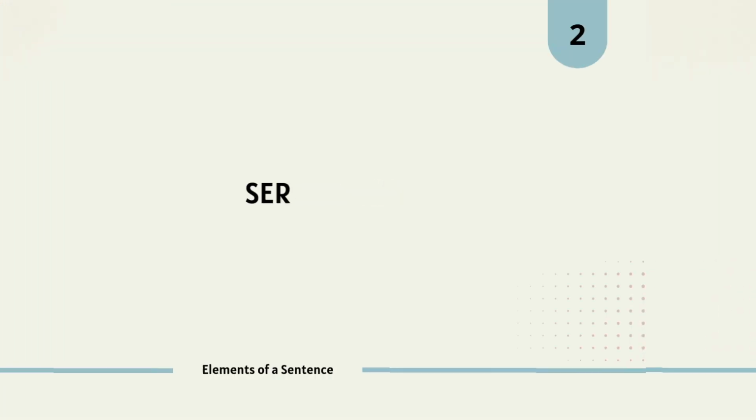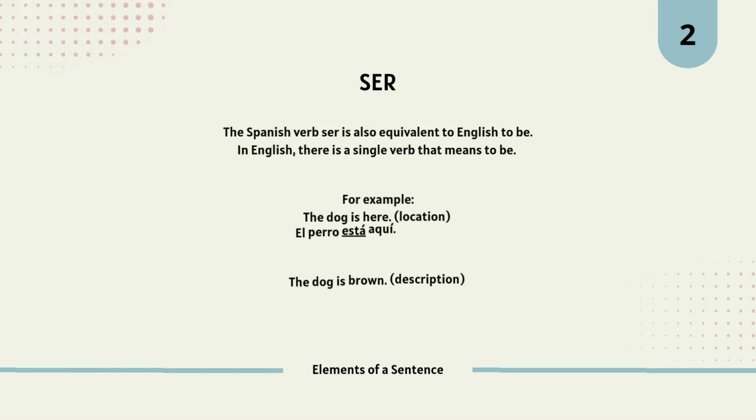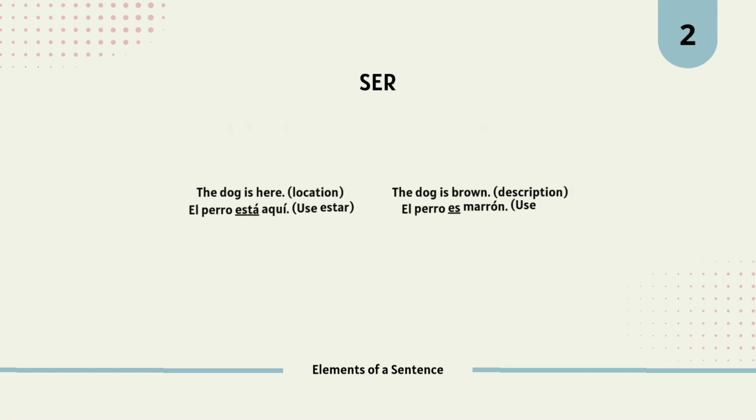Ser. The Spanish verb ser is equivalent to the English to be. In English, there is a single verb that means to be. We say, for example, the dog is here, referring to a location, or the dog is brown, referring to a description. The verb is the same in both cases, but in Spanish there is a difference and you have to choose the correct verb. So let's see the conjugation of ser in present tense.